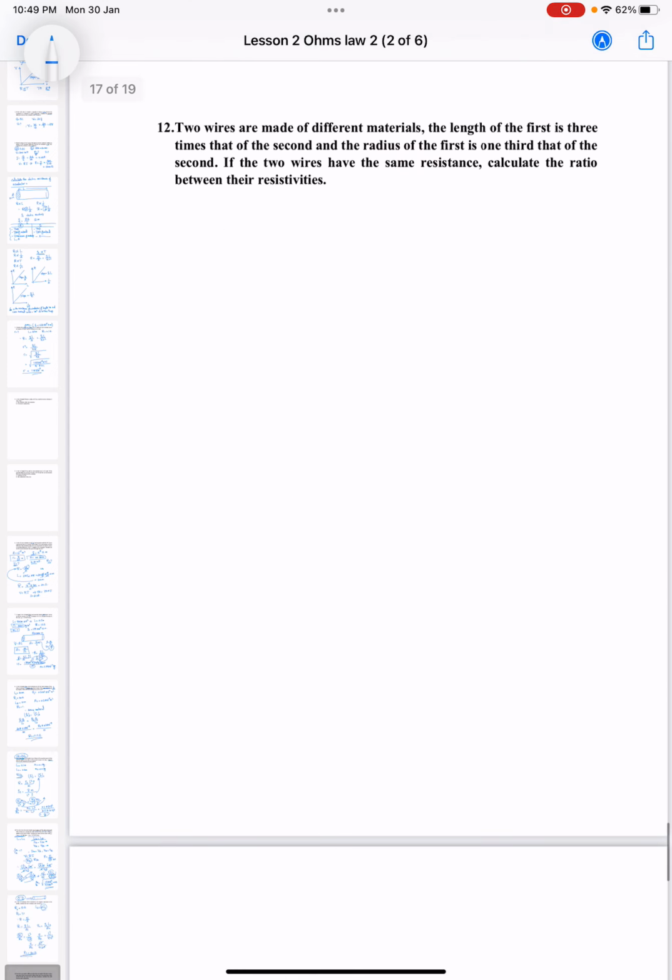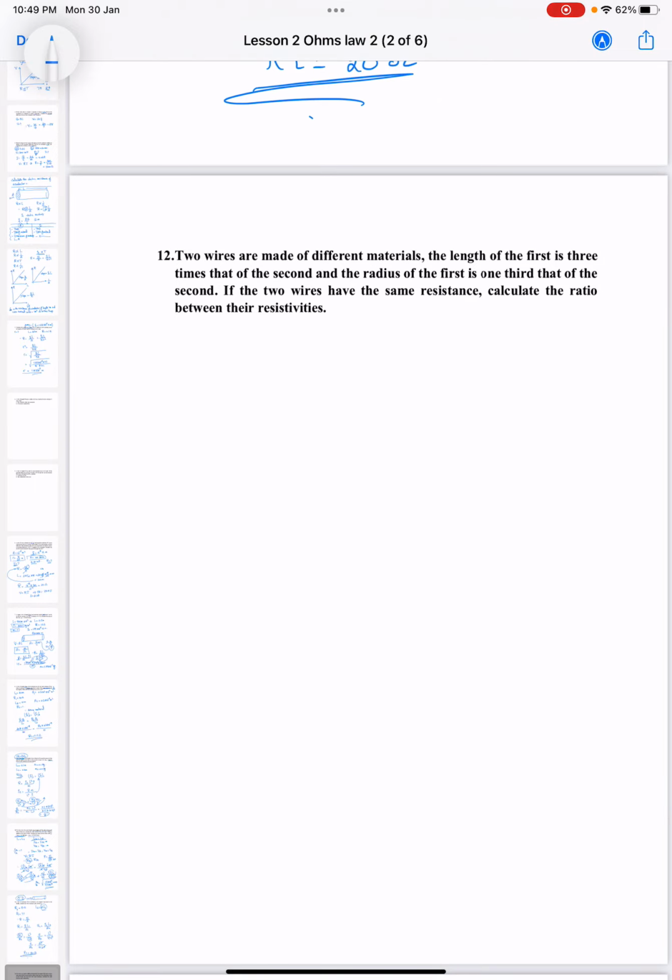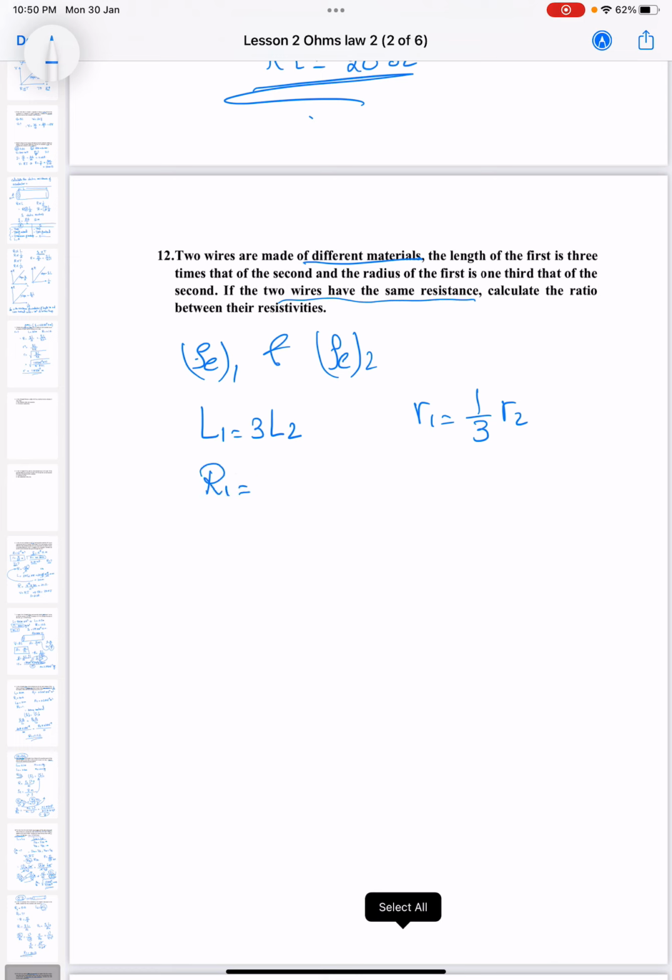Another problem. Two wires are made of different material, so we have rho 1 and rho 2. The length of the first is 3 times that of the second, L1 equal 3 L2, and the radius of the first is 1/3, R1 equal 1/3 R2. If the two wires have the same resistance, R1 equal R2, calculate the ratio between their resistivity. We want to calculate rho 1 divide rho 2.